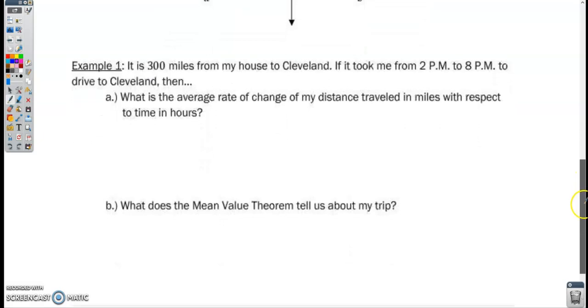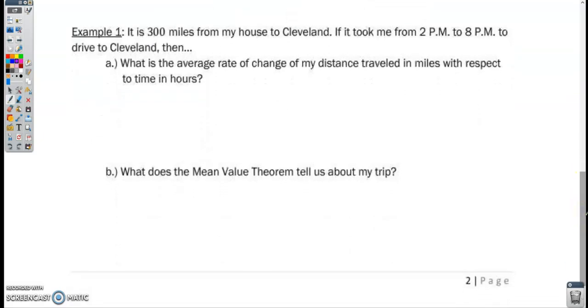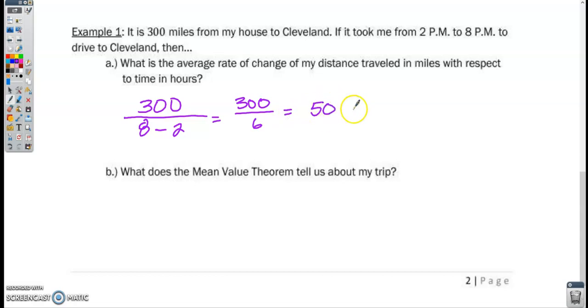Example number 1. It's 300 miles from my house to Cleveland. If it took me from 2 p.m. to 8 p.m. to drive to Cleveland, then, first, what is the average rate of change of my distance traveled in miles with respect to time in hours? So the average rate of change of my distance is the change in distance, which is 300 miles when I drive to Cleveland, divided by the difference in hours, 8 p.m. minus 2 p.m. And so, doing these little calculations, I determined that my average rate of change for my distance is 50 miles per hour.